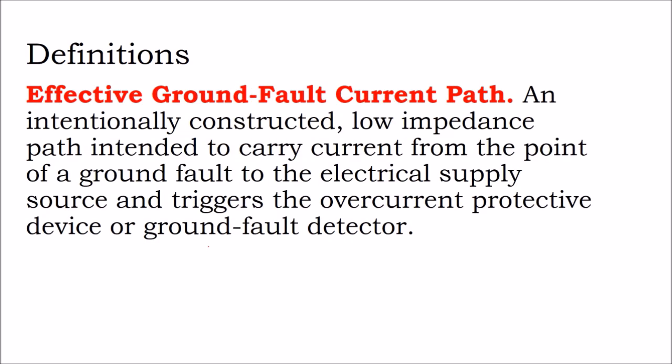Then we have an effective ground fault current path: an intentionally constructed low impedance path intended to carry current from the point of a ground fault to the electrical supply source and trigger the overcurrent protective device or ground fault detector. I'm thinking about that time when utility service entrance conductors touched the side of a metal building and it blew up some MC4 connectors on my building, just pulverized them. And I was thinking to myself, well, what does that mean?